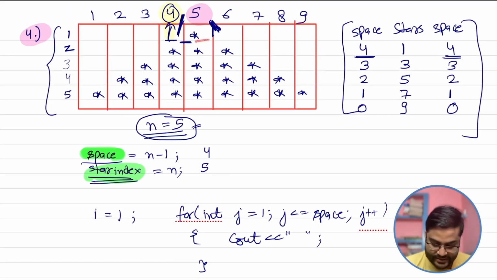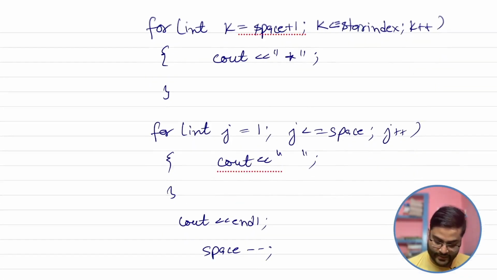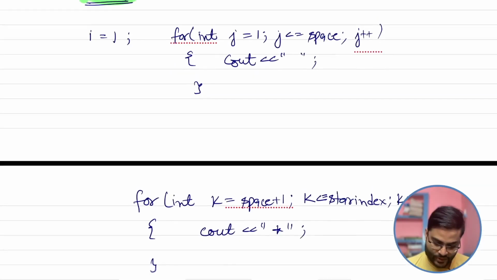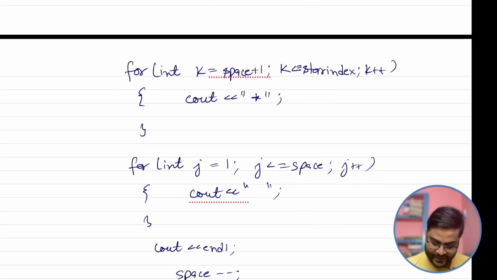And the star index: in the first line our star index was 5, in the second line it is 6, so it is increasing by 1. We have 5, then 6, then 7, then 8, then 9, so we will keep on increasing. Our star index value will be increased by 1. Space will be decreased by 1, and star will be increased by 1. These are nothing but post decrement and post increment. This will work fine for one line.